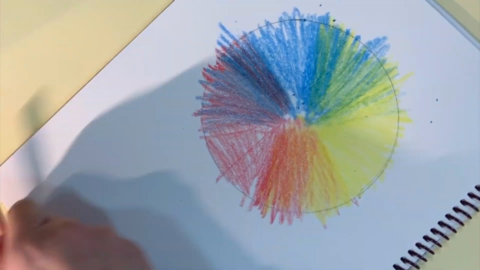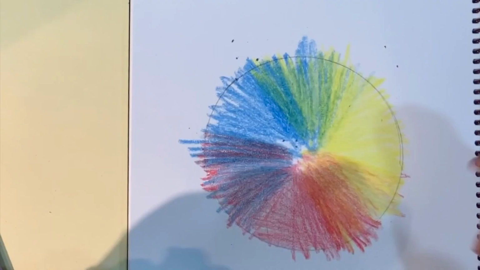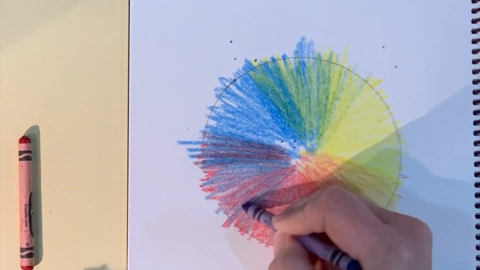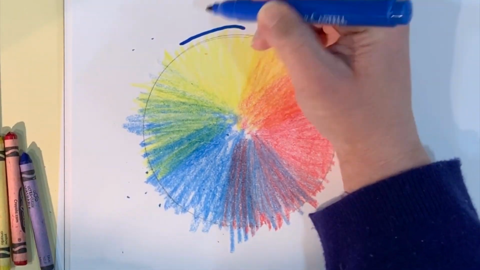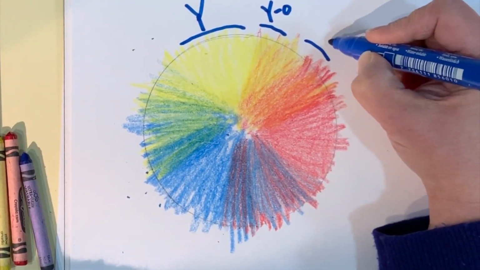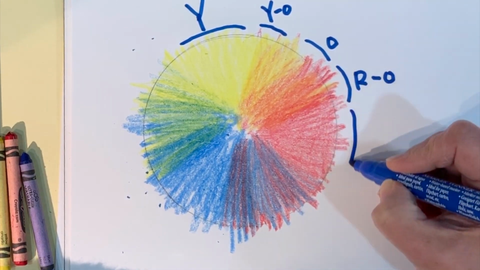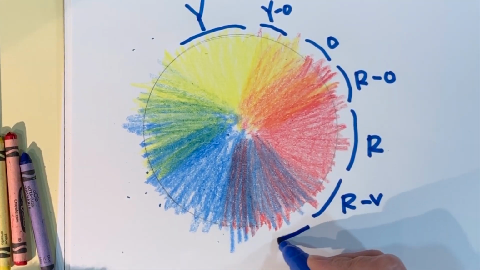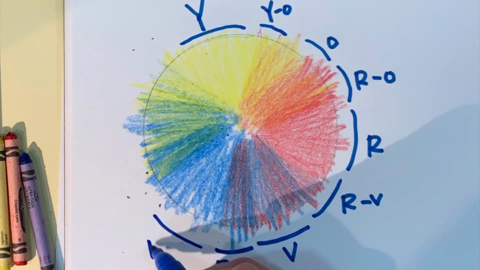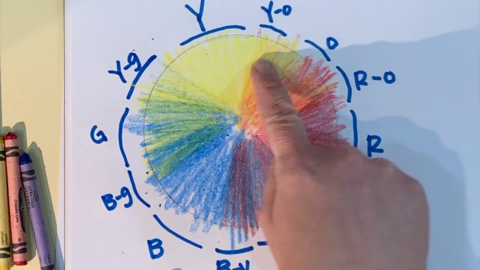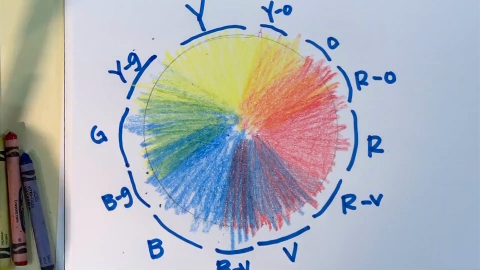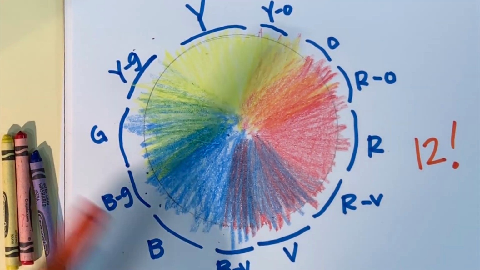In a minute, you'll see that we don't just have primary colors and secondary colors. We end up with 12 different colors around this color wheel. Yellow, yellow-orange, orange, red-orange, red, red-violet, violet, blue-violet, blue, blue-green, green, and yellow-green. That is, holy smokes, 12 different colors.